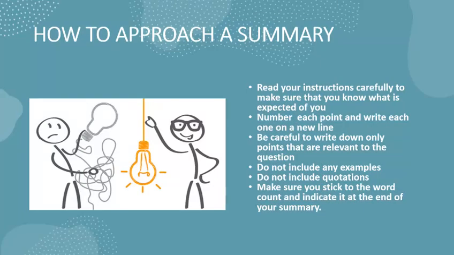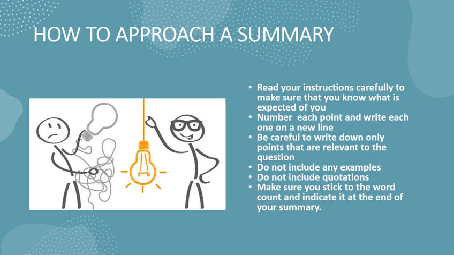Now, how do we approach a summary? First of all, you must read your instructions very carefully because you need to know what you are expected to look for. Number your points and write each one in a new line. Remember, for first additional language, it is a point form summary. So first of all, you read your instructions, you highlight your main words to make sure that you know what is expected of you. And then you write down each point in a new line, skip lines in between so that your summary also looks neat.